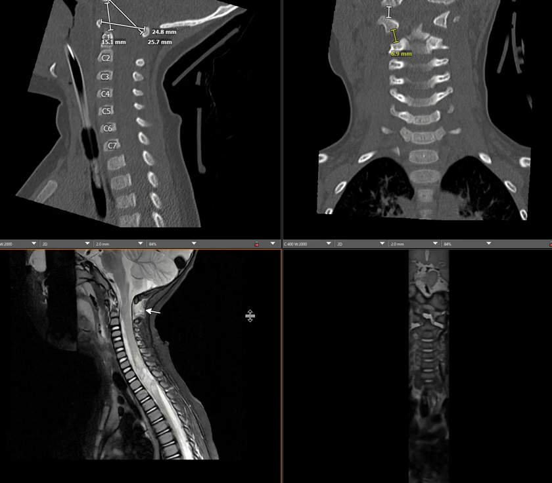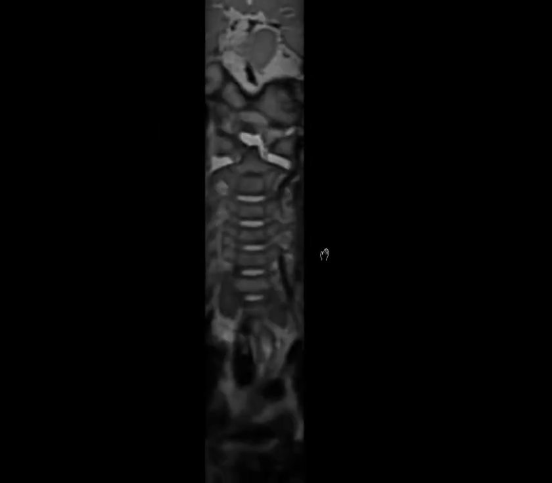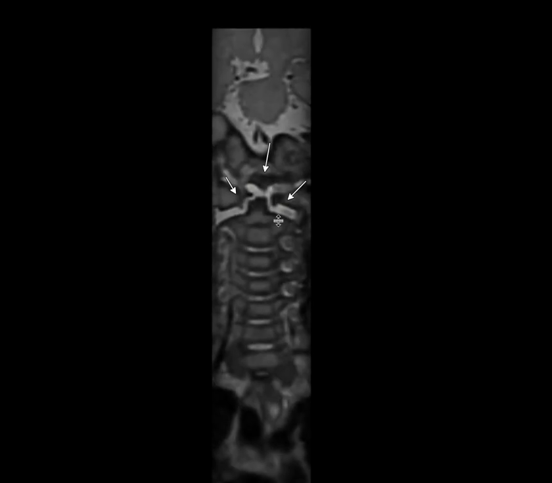Here we use another sequence that is very helpful for ligamentous injury, which is proton density, and we can have a very good look at the craniocervical junction ligaments. If you look at that, this is C2, this is the C1 lateral mass, and these are the occipital condyles up there. Then you see the odontoid process, and this is the expected location of the apical ligament, which is torn. As you see, it's right there, torn, and these are the alar ligaments, which are torn.